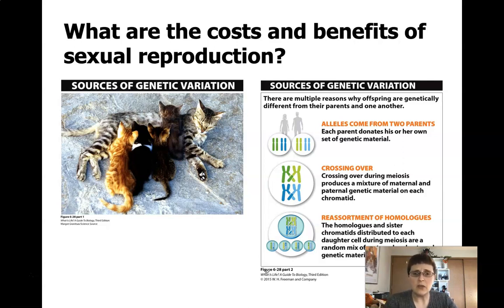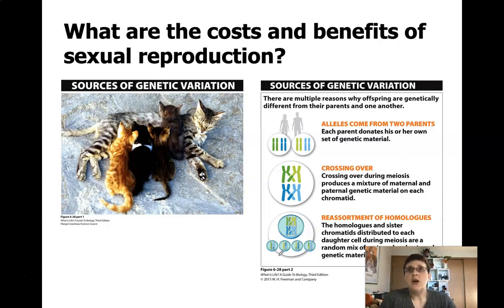assortment. So when the homologous chromosomes line up for metaphase, in metaphase 1, they line up randomly. So it's not that all of the chromosomes that you inherited from your mom are on one side and all from your dad on the other. They line up however they get there. And so you get a mixture of them going to each cell.